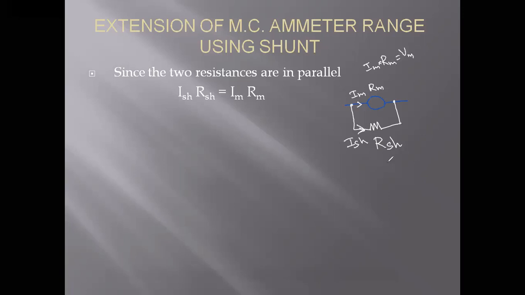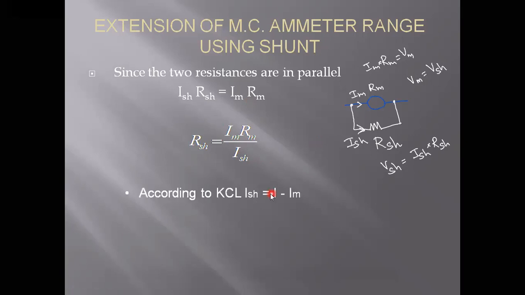Voltage across the shunt, say it is VSH, is equals to ISH into RSH. Because the meter and the shunt both are connected in parallel, VM is equals to VSH. It will be concluding that VM, which is IM into RM, is equals to ISH into RSH. So RSH from this is equals to IM RM by ISH.